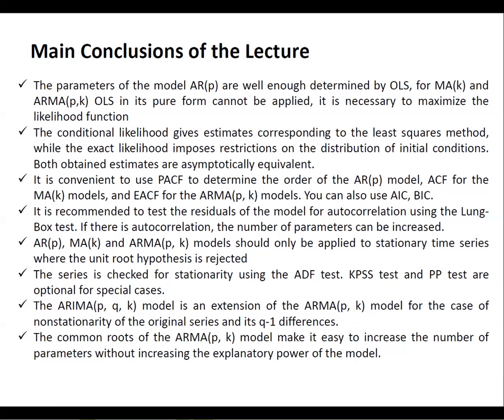That is, once again, in these models, there are alternatives. All possible valid alternatives should be tested, and the alternative with the least number of parameters and non-autocorrelated residuals should be chosen. Further, we check the residuals for autocorrelation using the Ljung-Box test. If there is autocorrelation, the number of parameters of the model can be increased.